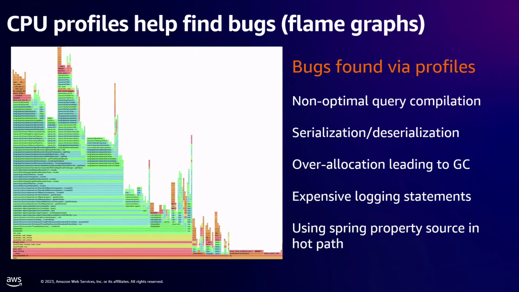We have also used CPU profiles to find out bugs. These are a few issues which we figured out. We realized that there were a few queries which were not optimally compiled, and they were using a huge amount of system resources, leading to inefficient processing. We figured out a few serialization and deserialization issues. We realized that we were over-allocating resources, which was leading to frequent garbage collection cycles.